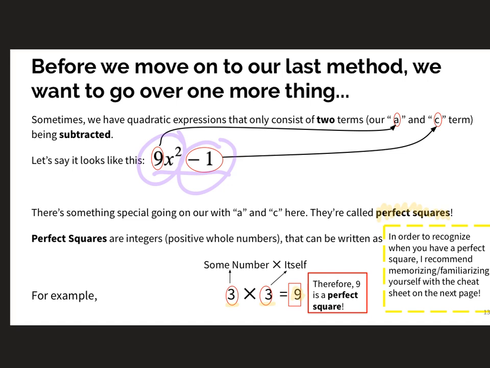You can just know the definition of a perfect square to help guide you to see what numbers could be perfect squares. But something that might help in recognizing when you have a perfect square, I really recommend memorizing or familiarizing yourself with the cheat sheet on the next page that I'm providing. So let's move on to the next page.